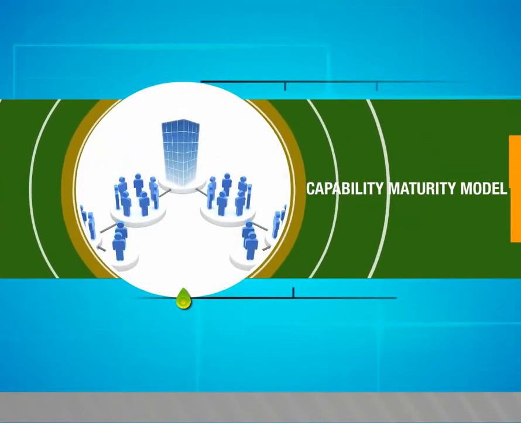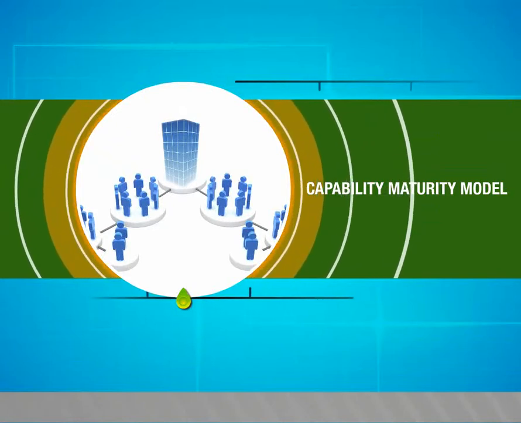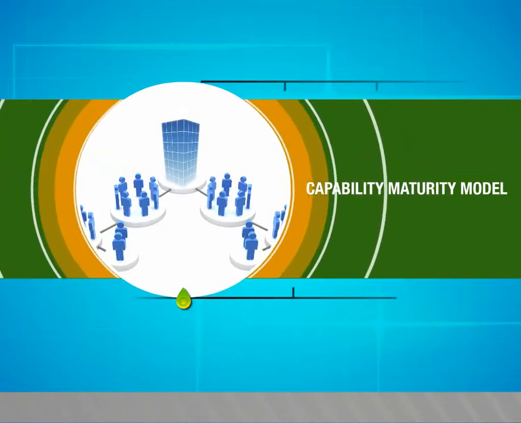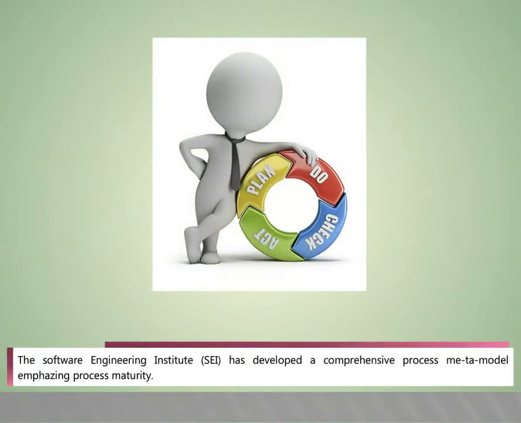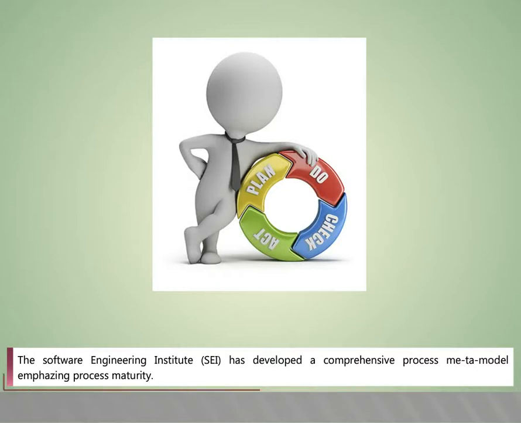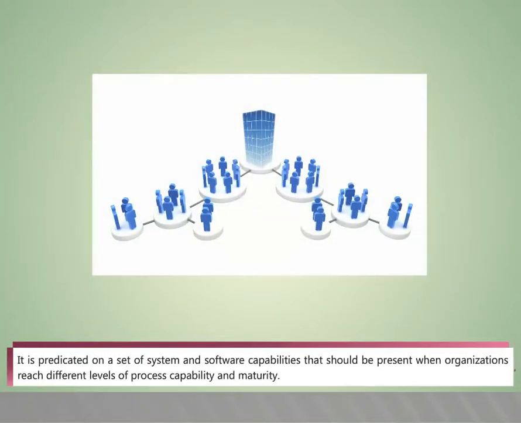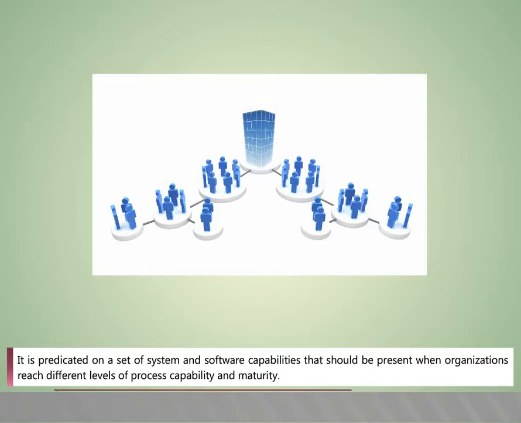Capability maturity model. In this video, we are going to see about capability maturity model. The Software Engineering Institute (SEI) has developed a comprehensive process meta model emphasizing process maturity. It is predicated on a set of system and software capabilities that should be present when organizations reach different levels of process capability and maturity.